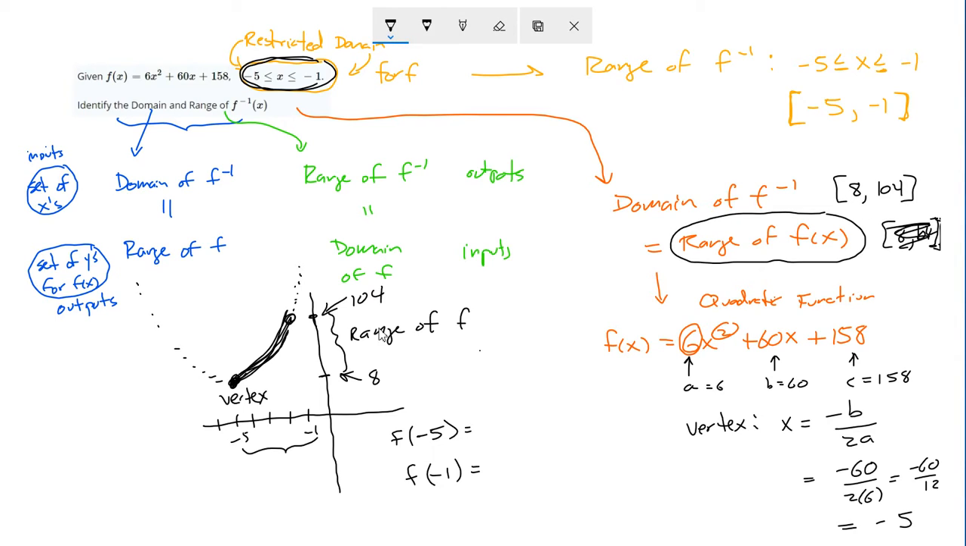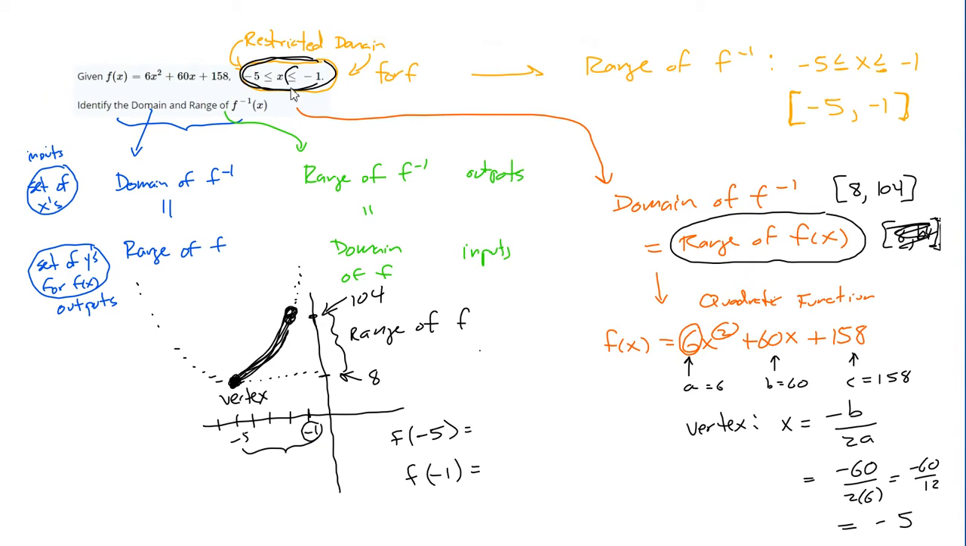Okay. Rounded or square? Well, can I stand right at this vertex? Yes. So then I can stand right at a height of 8. So 8 is included, square bracket. Can I actually hit a height of 104? Yes, since I can hit -1. Am I allowed to be at -1?